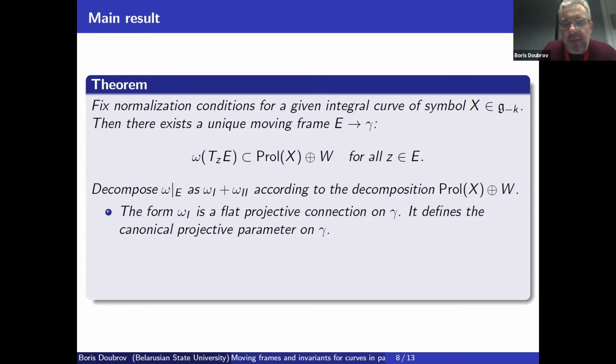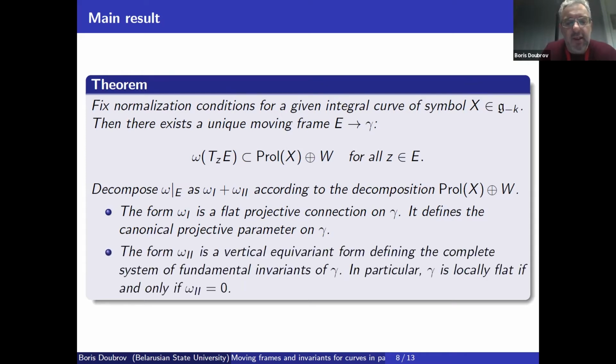Well, this is what we get out of these normalization conditions. The second part, omega-2, would be an equivariant form on our Cartan connection, so to say, a projective connection, and it defines a complete system of fundamental invariants. And in particular, gamma is locally flat if and only if this thing sitting in W is identically zero.